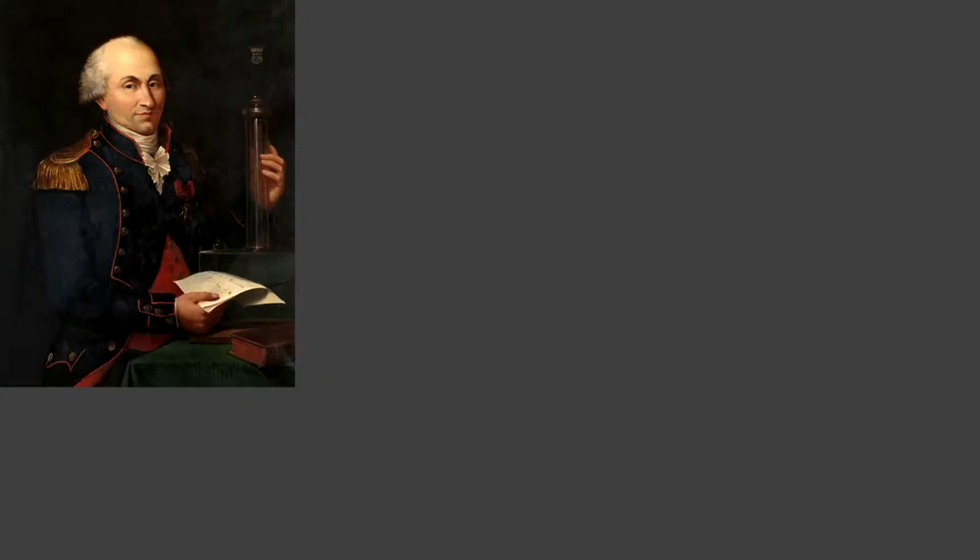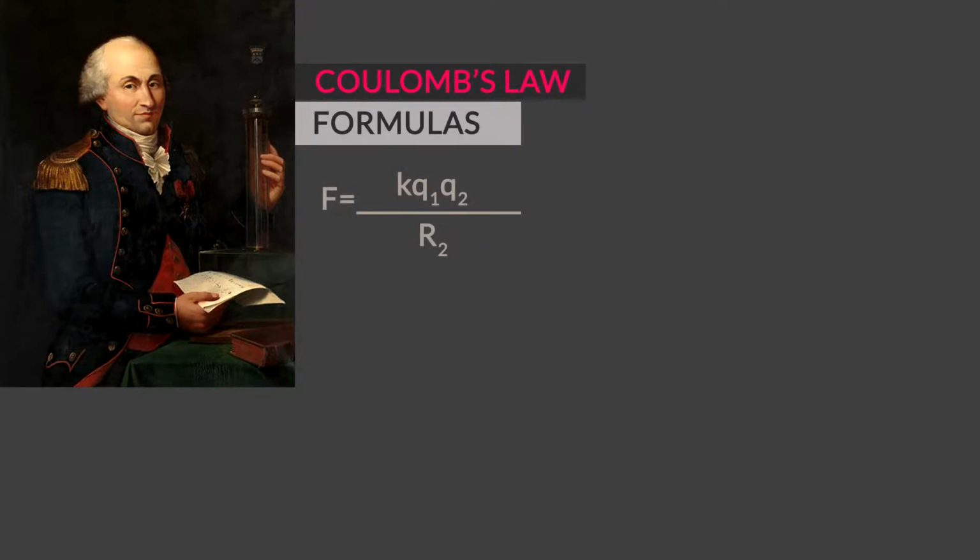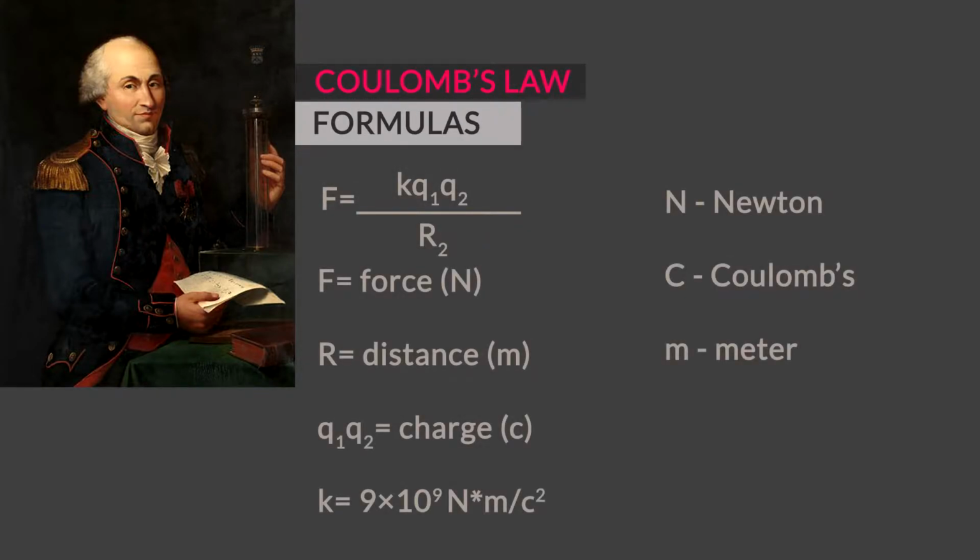Here are the formulas of Coulomb's law. This is the main formula. F is equal to k Q1 Q2 all over r squared. Please don't mind the typographical error that happened in that screen.